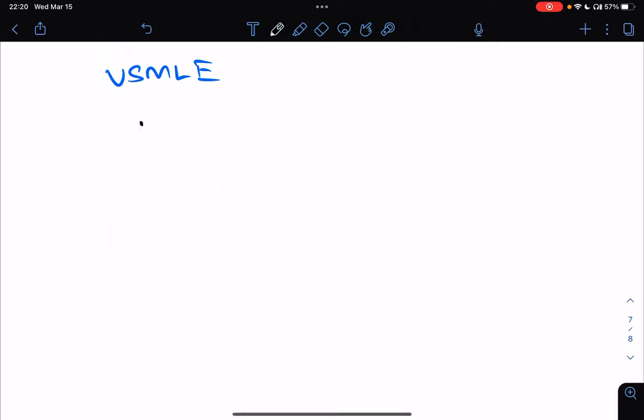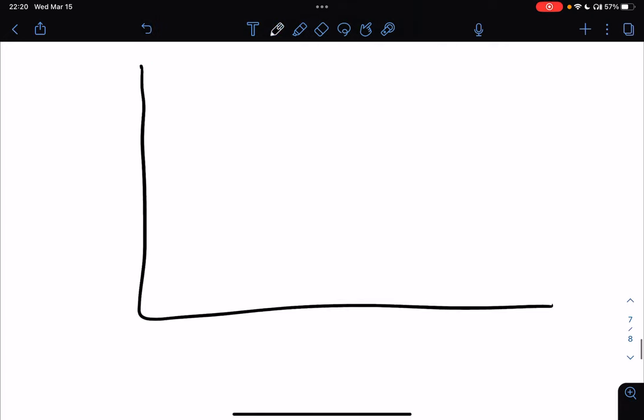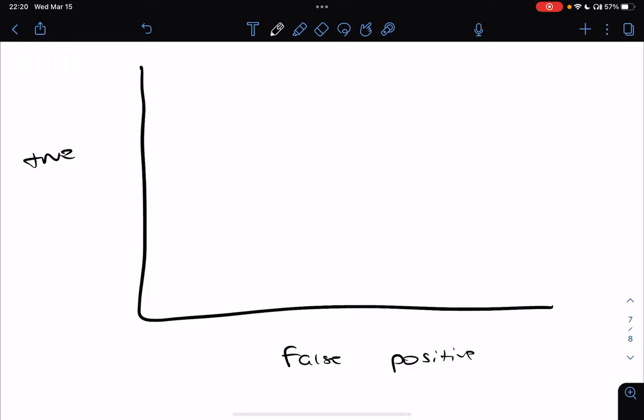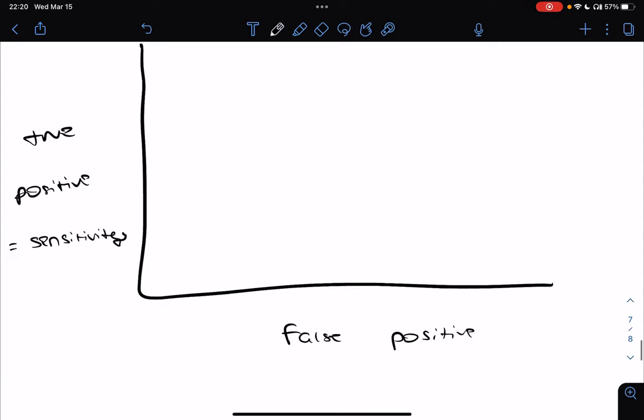And so let's say I want to graph my false positive rate and my true positive rate. Just to further confuse you, true positive is the same thing as sensitivity. And my false positive is 1 minus specificity.